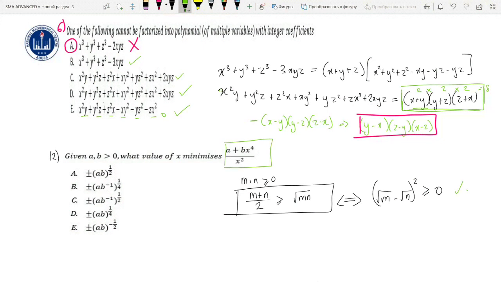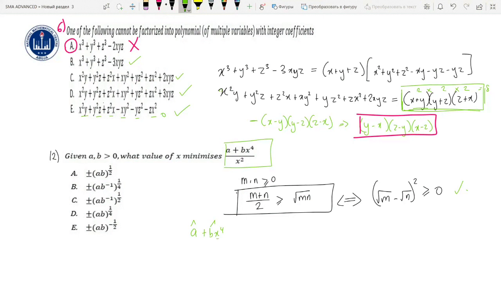But how do we use AM-GM to solve this? It looks like a good idea to apply AM-GM to the numerator. So when we apply AM-GM to the numerator, a plus b x raised to the power 4, by AM-GM, this is positive, and this is also positive. B is positive, as given to us in the question.